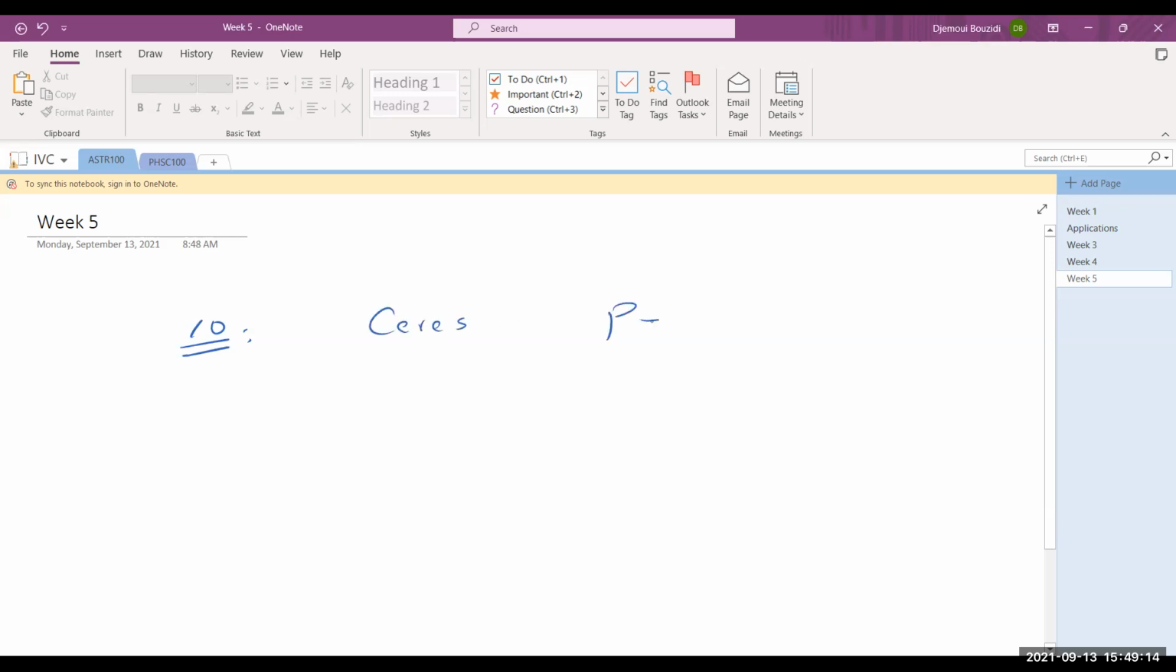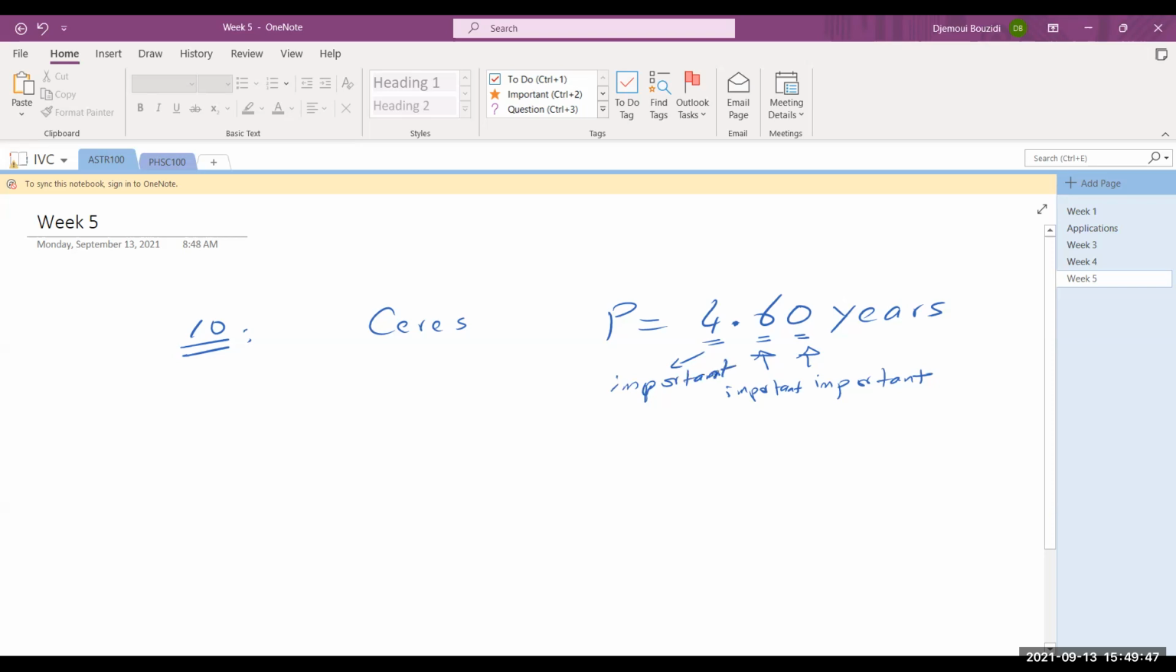It says Ceres has a period P equal to 4.60 years. When I write 4.60, because of the decimal point in here, this number is important. This number is important, and this number is important.